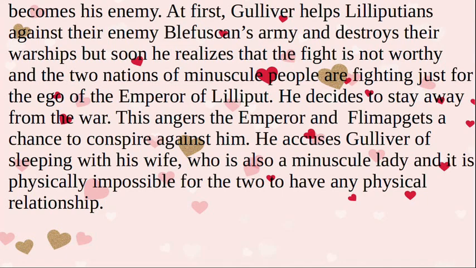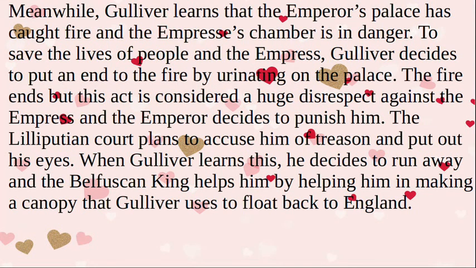This angers the Emperor and Flimnap gets a chance to conspire against him. He accuses Gulliver of sleeping with his wife, who is also a minuscule lady, and it is physically impossible for the two to have any physical relationship.